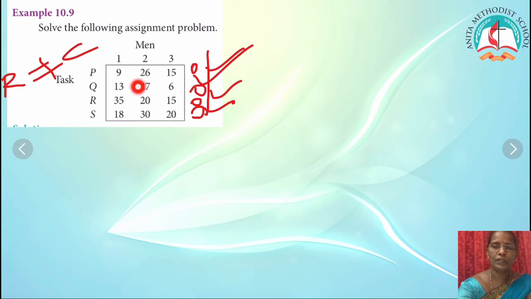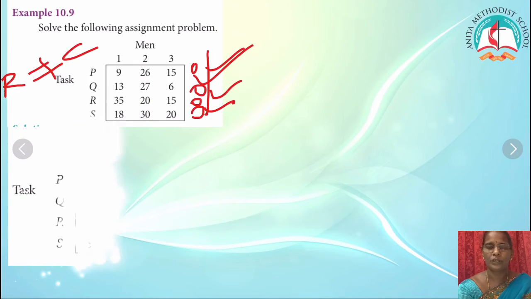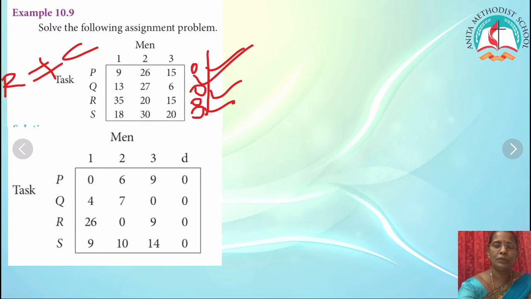Now the column wise alone I have to do. So column wise, when you do, what will happen? Which is the minimum number here? 9. Okay, so 9 minus 9, 0. 13 minus 9 will be 4. 35 minus 9 will be 26. 18 minus 9, 9. So like that you do even for the second column, third column, as well as the fourth column. So if you do that, fourth column, of course it is 0. So you can write as it is.